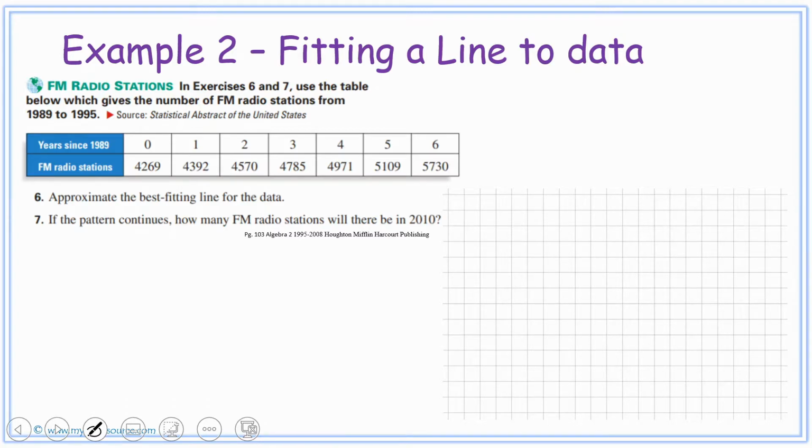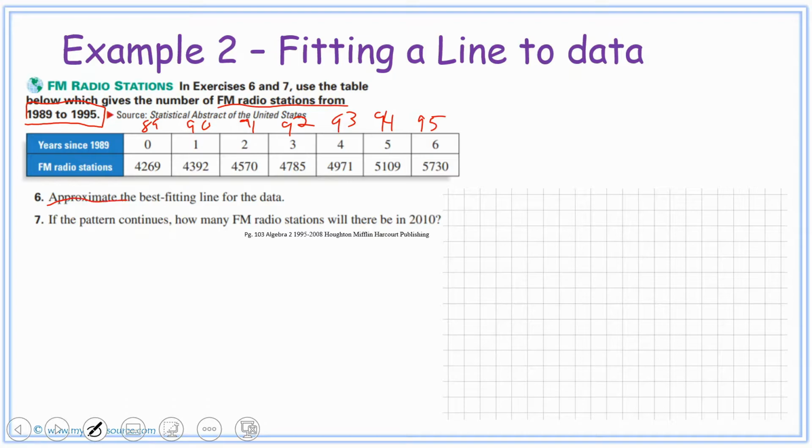All right, so in exercises 6 and 7, this is from the textbook, page 103. It was one of the exercises at the end of the chapter, and it says, which gives the number of FM radio stations from 1989 to 1995. So remember, this would be 89, that's where you start, 1990, 91, 92, 93, 94, and 1995. We're going to look at these years and plot them.